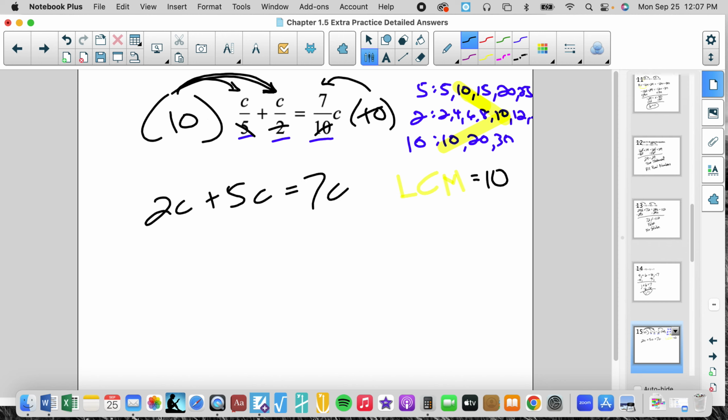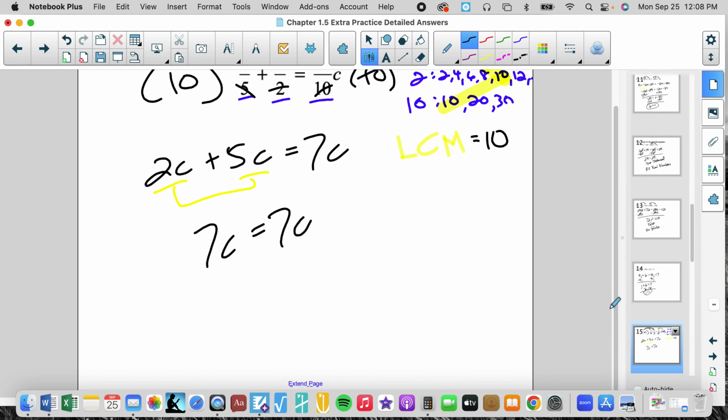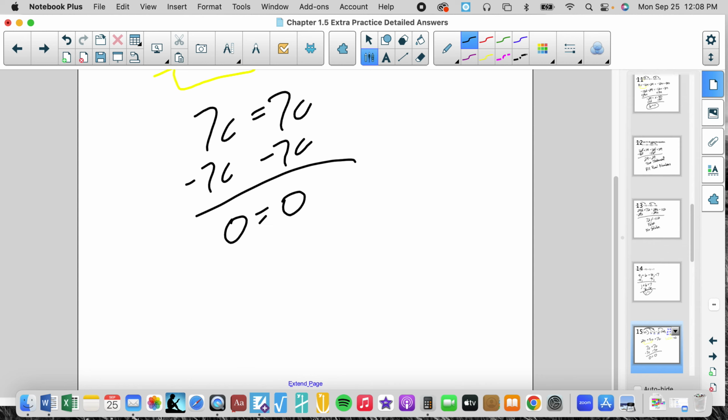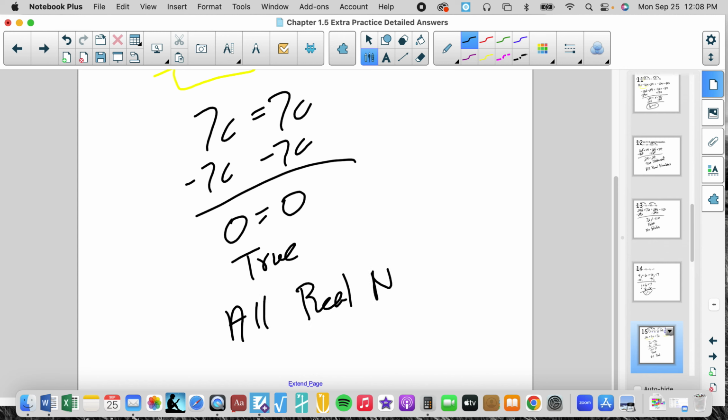This is a good problem. So we shouldn't move things. Let's simplify because we have like terms on the same side of the equal sign. So we get 7c equals 7c. Now we want to move the variables, not divide. If we divide, that doesn't get rid of the variables. We're going to move this variable, so I'm going to subtract 7c, and we get 0 equals 0. My variables cancel. I'm left with a number statement, 0 equals 0, and we look and we see that that is a true statement. So my answer is all real numbers.